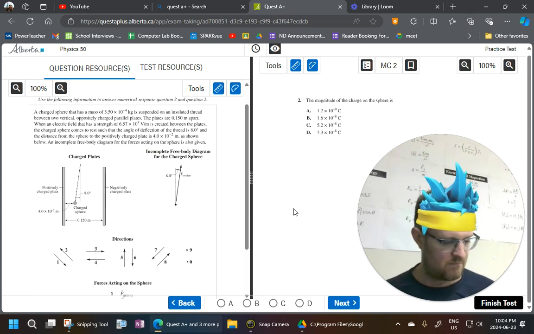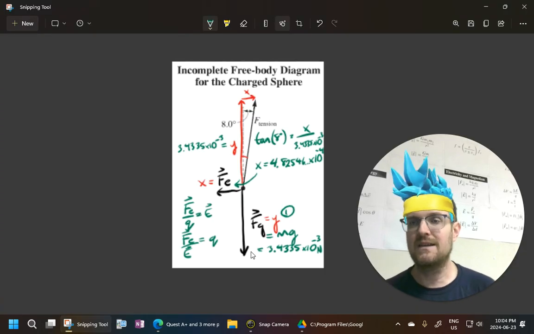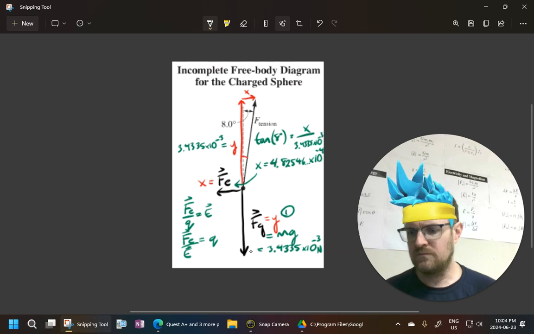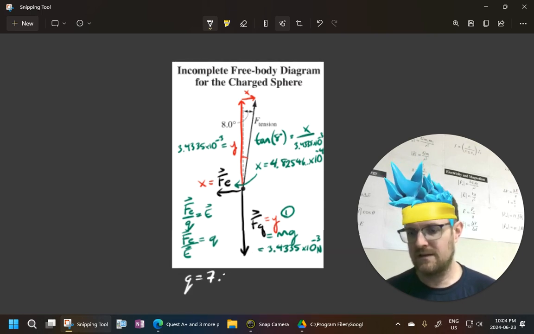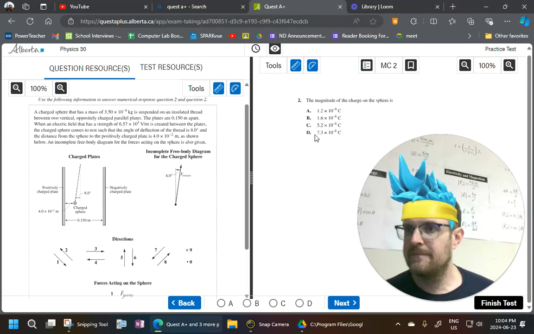Actually, I'm done. I'll write down my answer over here so you can see what I wrote, but the answer is going to be D here. All right. So what I found here for the Q is 7.3447 times 10 to the negative 8 coulombs. So I'll go back into my question here, and I see that is answer D.